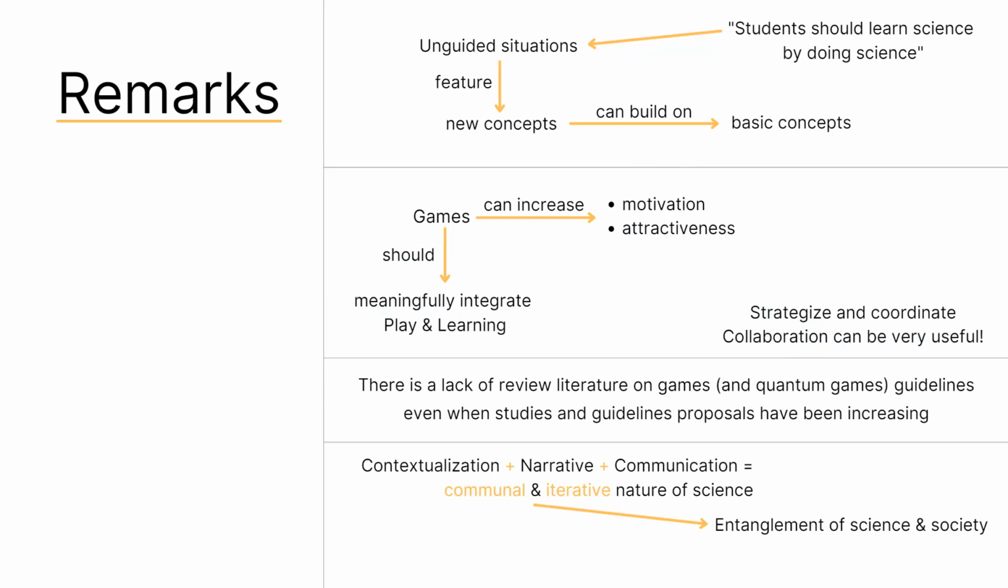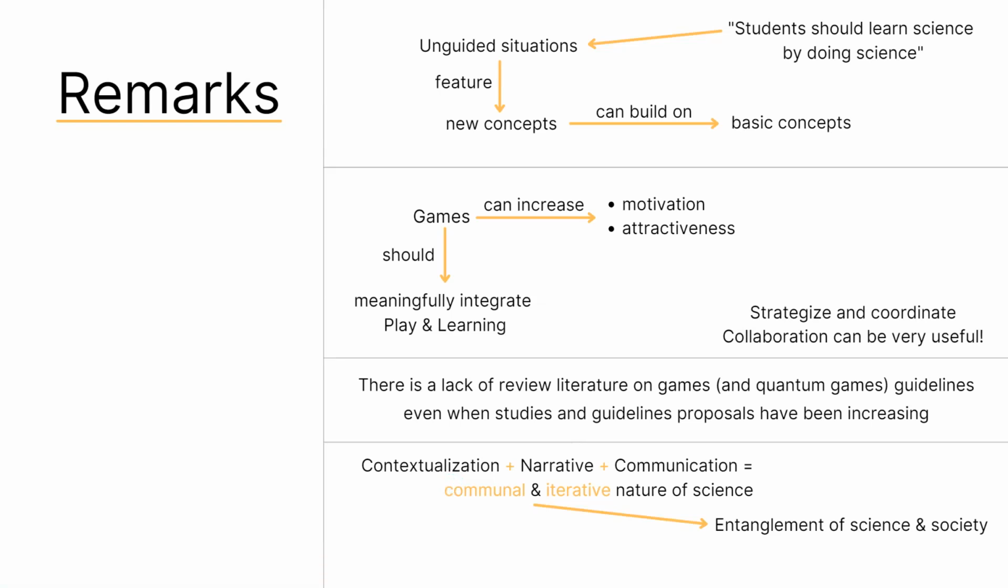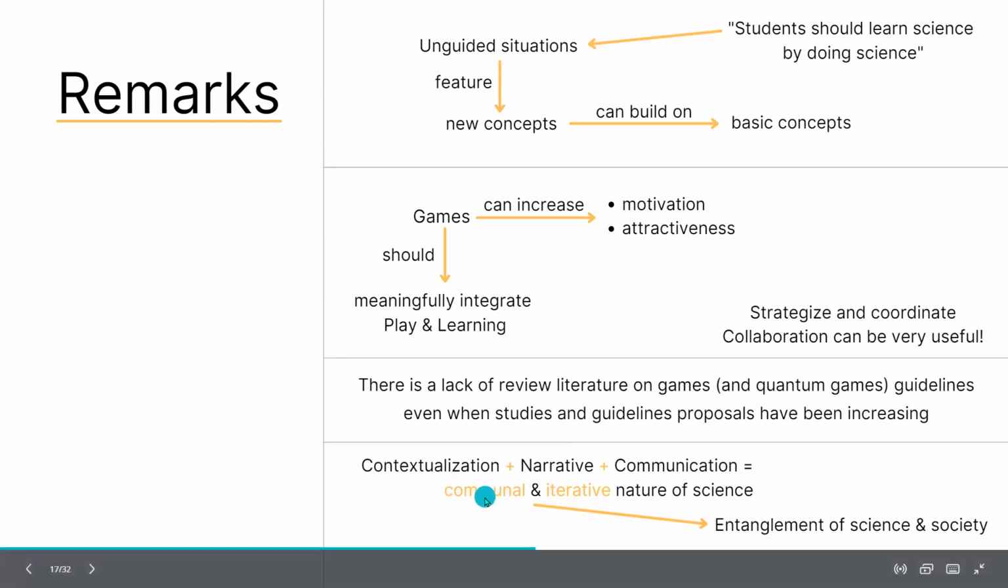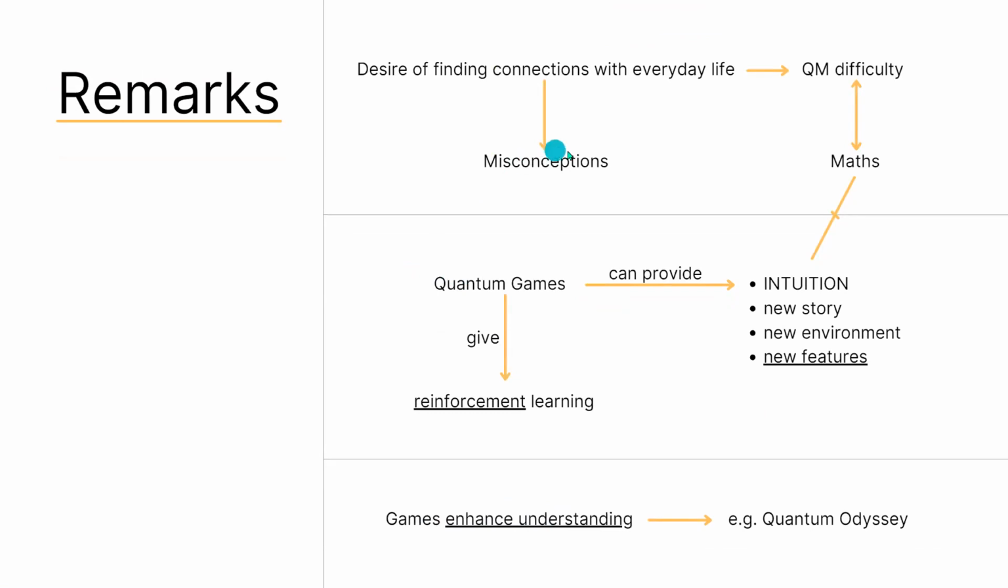That can be very useful for the discussion of their hypotheses and the solutions of the problems that the games give to them. We also learned that there is a lack of review literature on game guidelines, even when guideline proposals have been increasing. And contextualization plus narrative plus communication can show the communal and iterative nature of science, and this can also show the entanglement of science and society. That is very important.